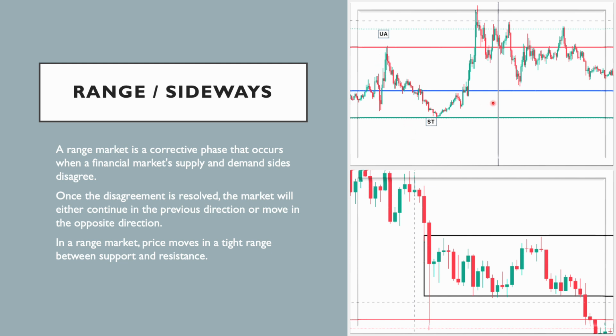But in real life, things don't work this way, and you can see that there were several attempts to break out of the range, which in the end failed, and the range continued. Why did the range continue? Because the accumulation phase wasn't over yet.